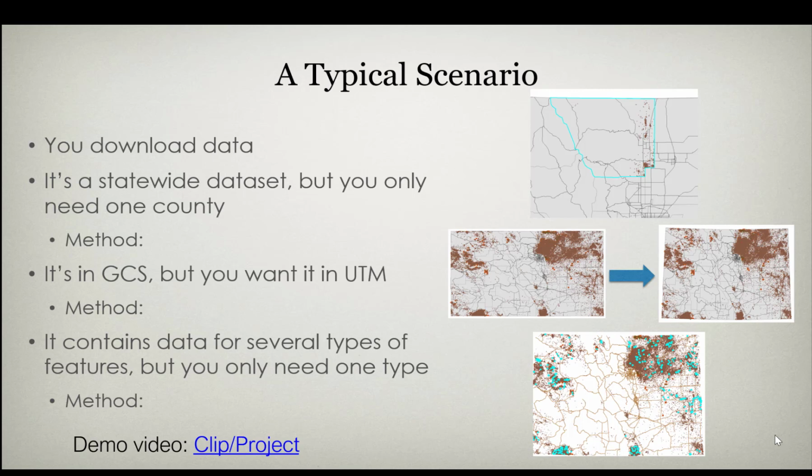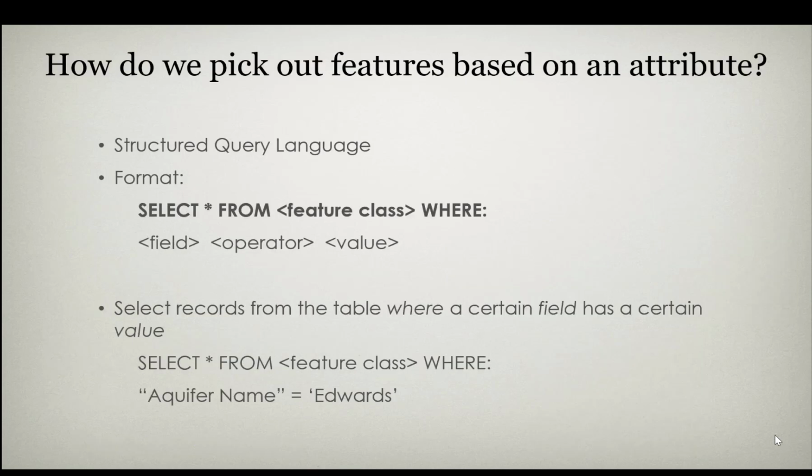But now we're looking at the third part of the scenario where maybe you have data for lots of different categories and lots of different types of features, and you only need one type. Or there's a lot of attribute information in with the data, and you need to narrow it down to find exactly the criteria that you are looking for. So to do that, we can pick out data based on attributes in the table. We do this using what's called a query or a selection.